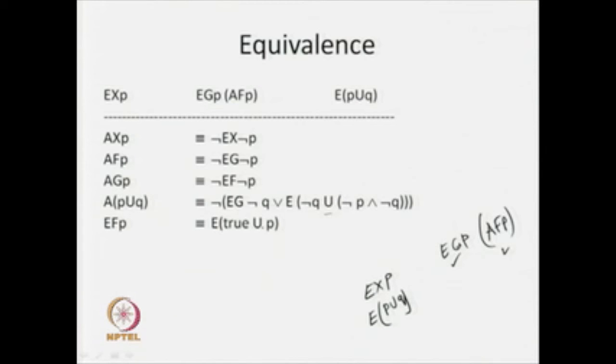So, with the help of those particular equivalents, if I consider only these 3 operators, then what will happen? Others can be expressed. Similarly, if I take E x p, E p until q and A f p, then the other 3 can be expressed with the help of these 3 operators. So, we must know the procedure to evaluate at least 3 temporal CTL operators, then the others can be expressed with the help of these.